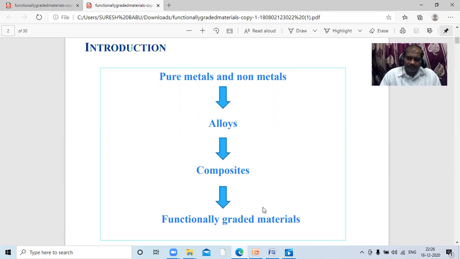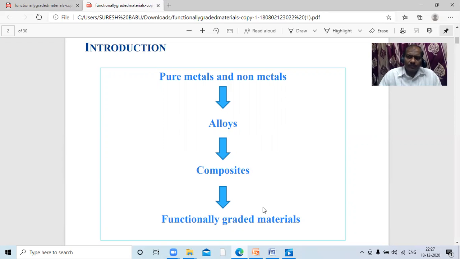An alloy is created because pure metals are not able to fulfill the needs and desires of the industry, of mankind, of society, or for domestic purposes. In that aspect, alloys were developed. Next, after alloys, composites were developed.